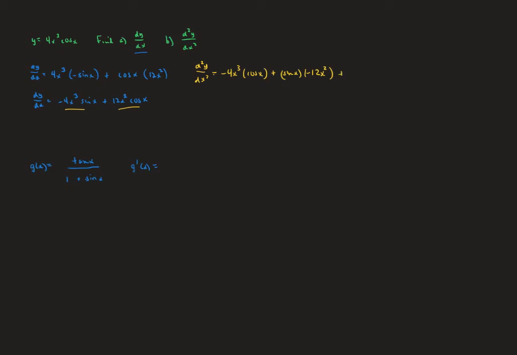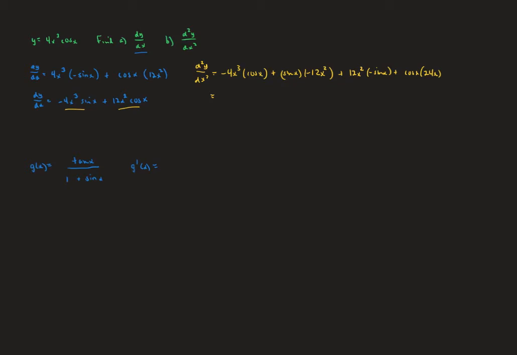Then, product rule for that second term, we have the first, 12x squared, times the derivative of the second, that's a negative sine x, plus the second, the cosine of x, times the derivative of the first, which is 24x. So let's see what kind of cleanup we can do.